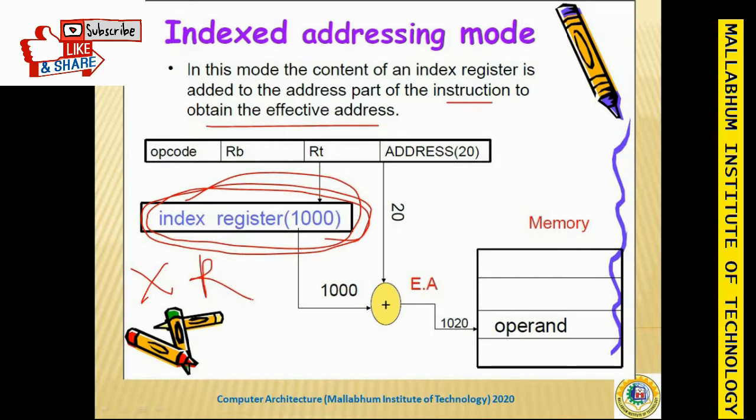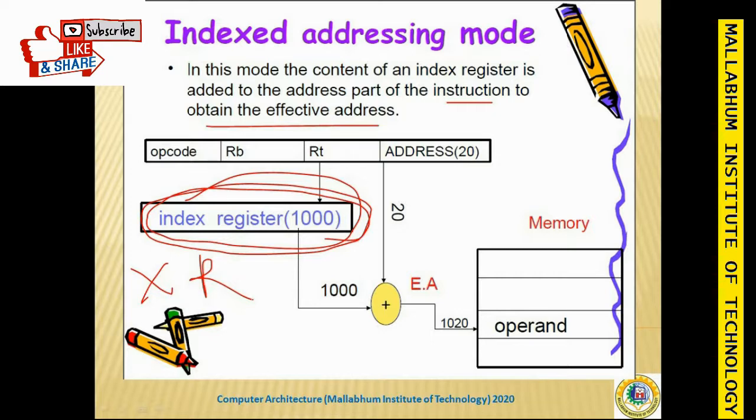This mode is useful for accessing an operand array. The address part of the instruction gives the starting address of the operand array in the memory. The index register is specified in a CPU register that contains the index value of the operand. The index value of the operand is the distance between the starting address and the operand. Any operand in the array can be accessed with the same instruction, provided that the index register contains the correct index value.